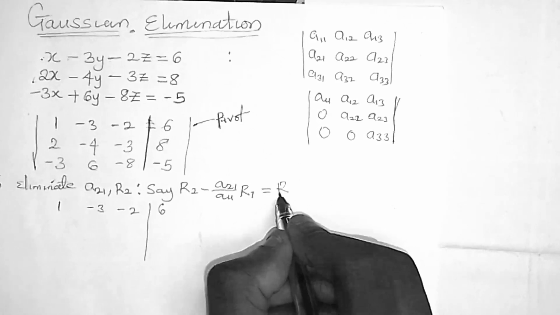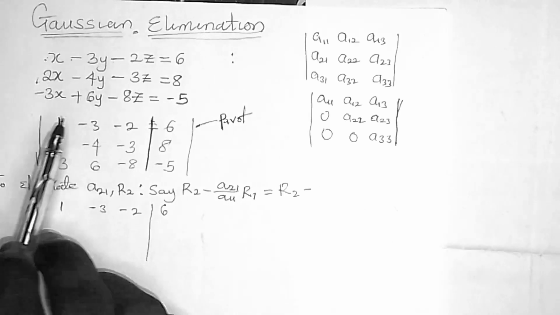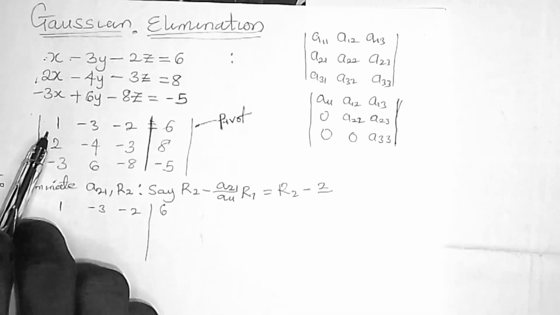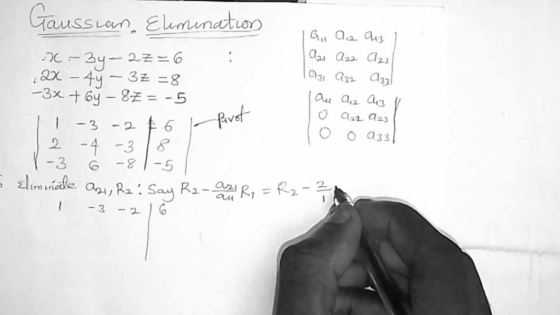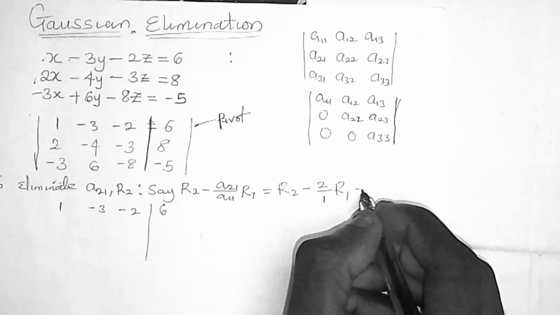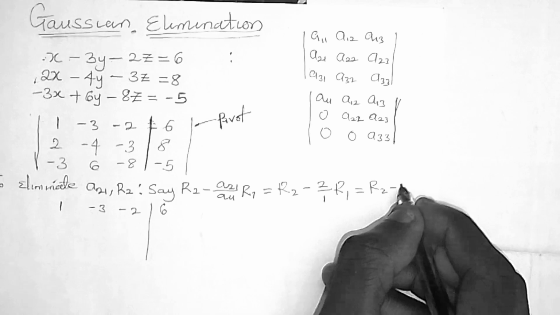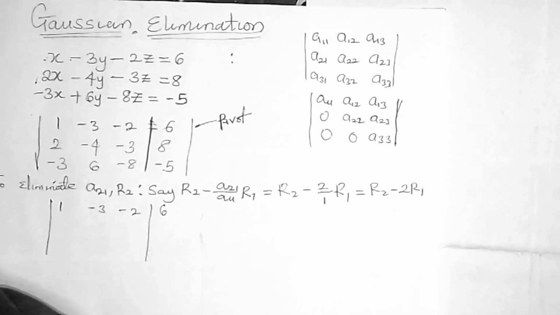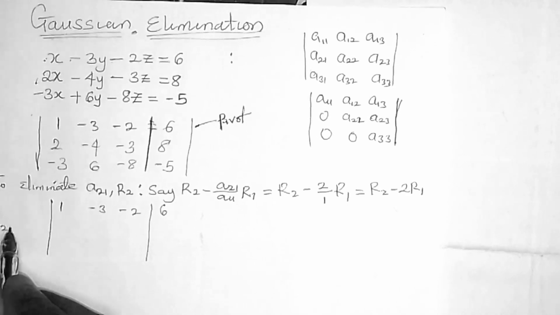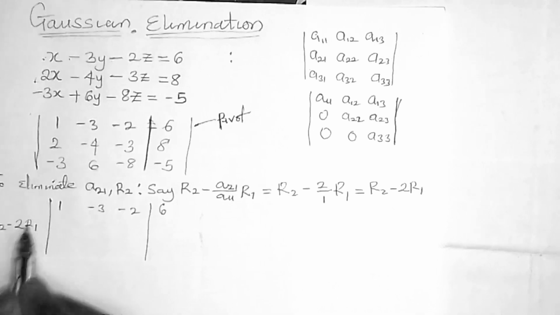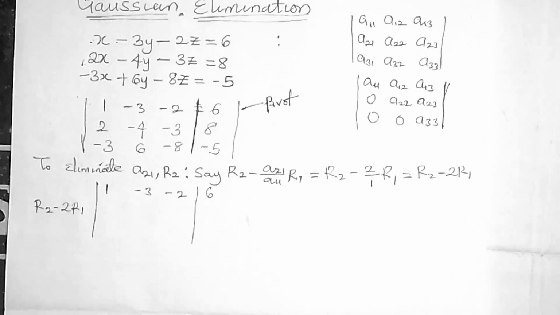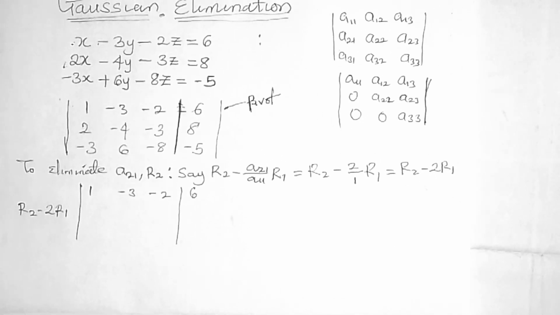So let me simplify this A21 and A11. Now that means this formula will become R2 minus, what's your A21? A21, see, is 2, over A11. Your A11 is 1. Then multiply by R1. So what would that give you? R2 minus 2R1. So that means what you want to use to eliminate this place, the formula is R2 minus 2R1. Are you following now? So this is the first thing you have to do. So you are using R2 minus 2R1. That is your formula you are going to be using.